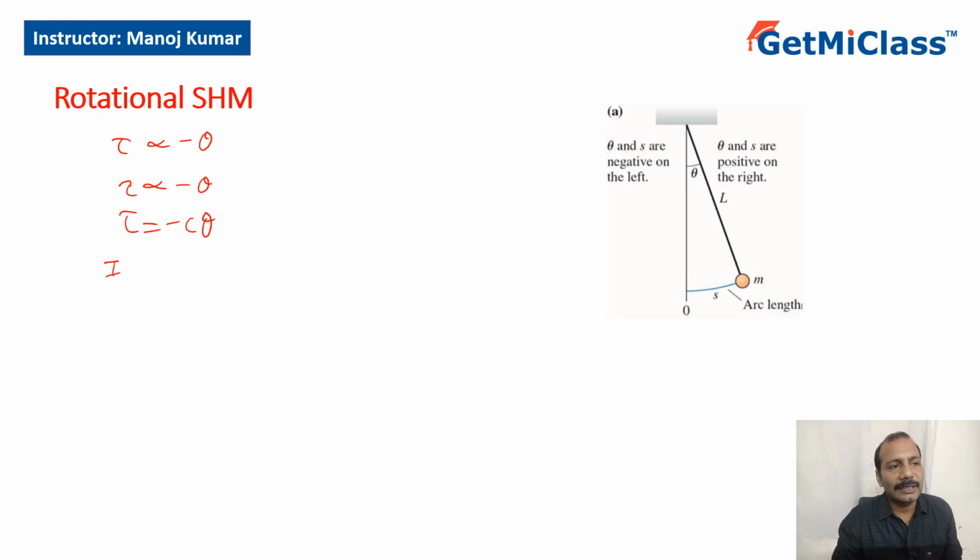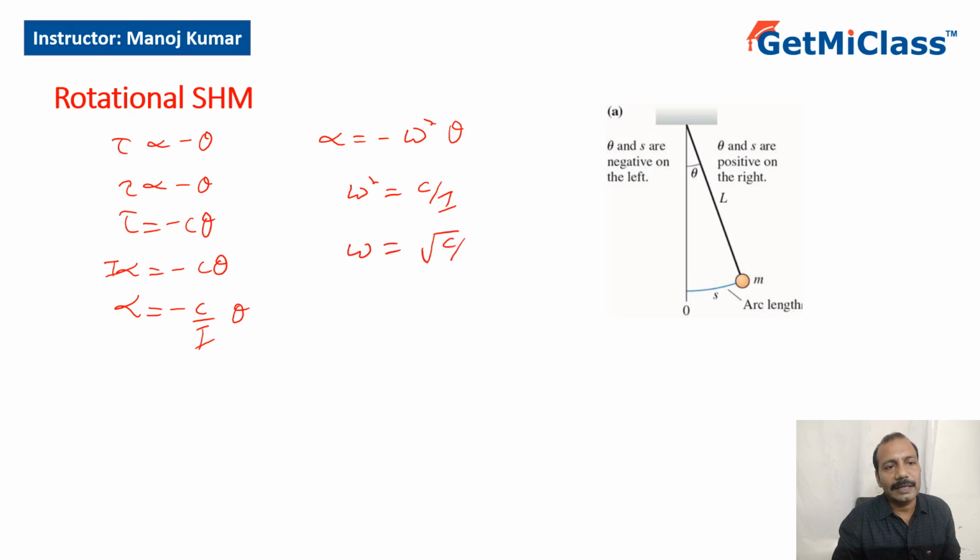Now tau can be written as I alpha, that is equal to minus c theta. From this I can write alpha equal to minus c by I into theta. Now when we talk about rotational SHM, we have angular acceleration equal to minus omega square into theta, where omega is angular frequency. Comparing these two equations, I'll have omega square equal to c by I, or omega equal to root c by I.